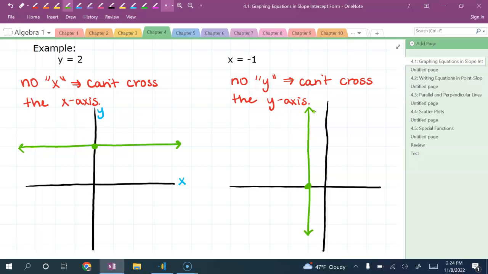So anytime that you see these types of equations that have just a y or just an x, think about those kind of reminders. They're not necessarily rules. They're just kind of a way for you to maybe think about what the line should look like before you even go to graph it.